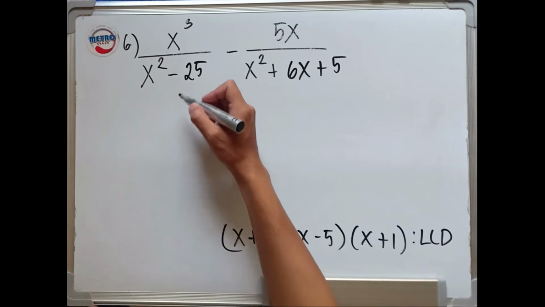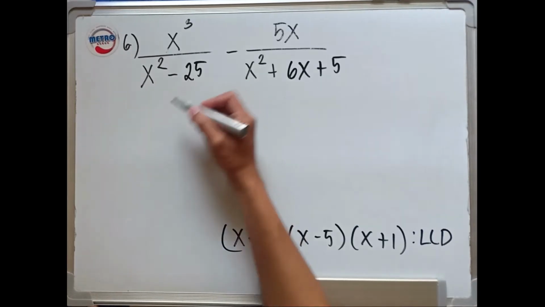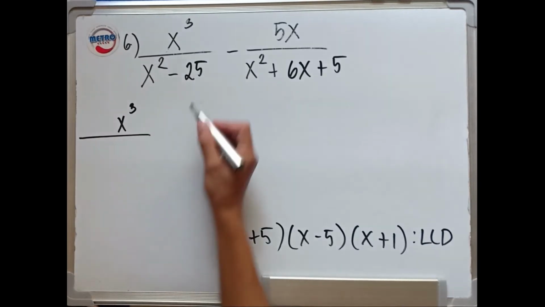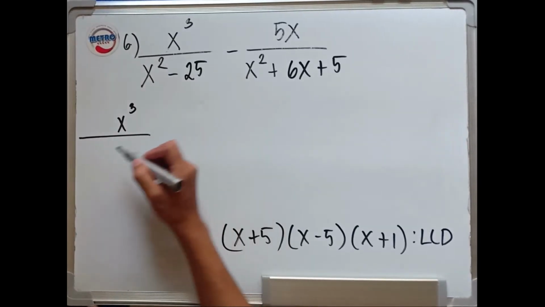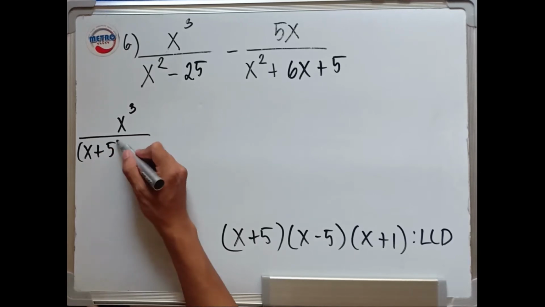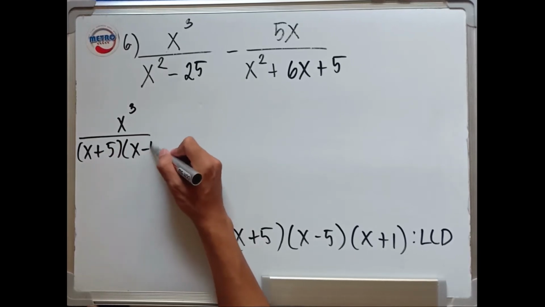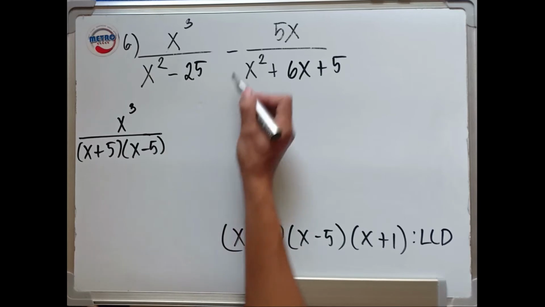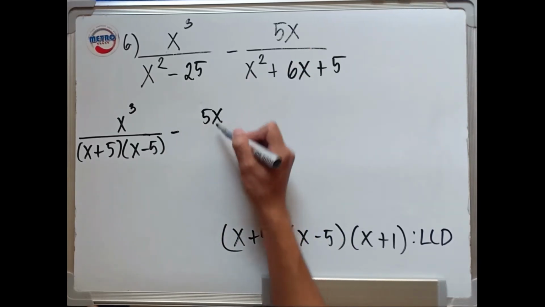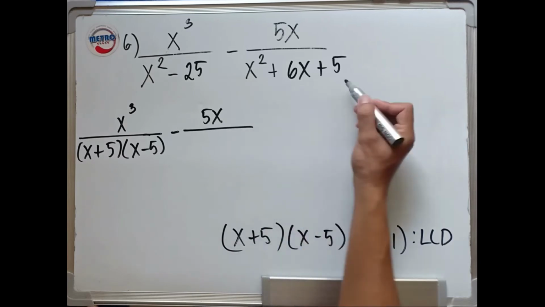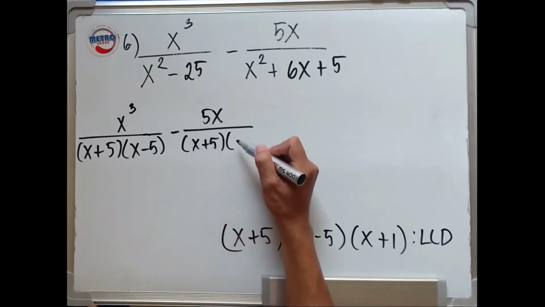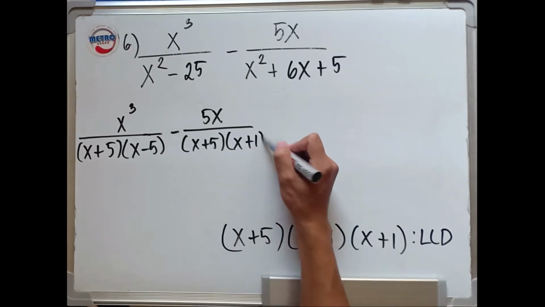Now, let us rewrite first the given. So x cubed. Again, this denominator can be written as x plus 5 times the quantity of x minus 5. And copy the subtraction sign. Copy 5x. And then this denominator can be written as x plus 5 and x plus 1.